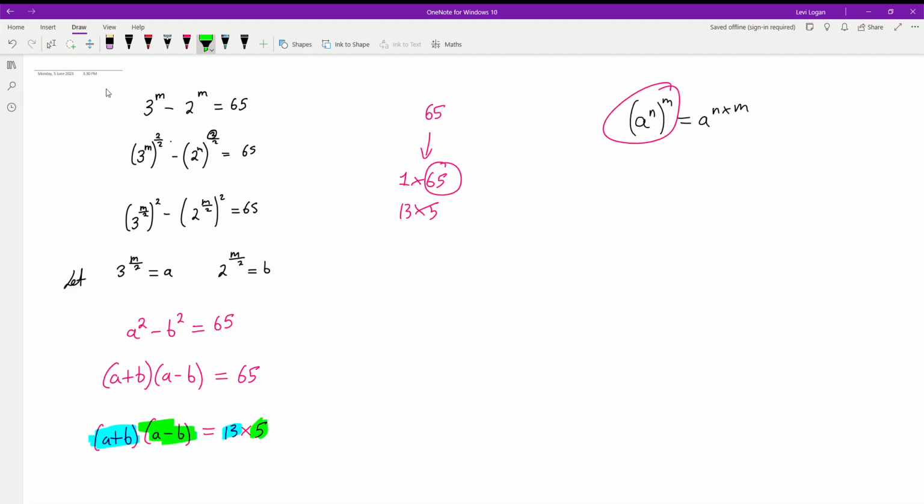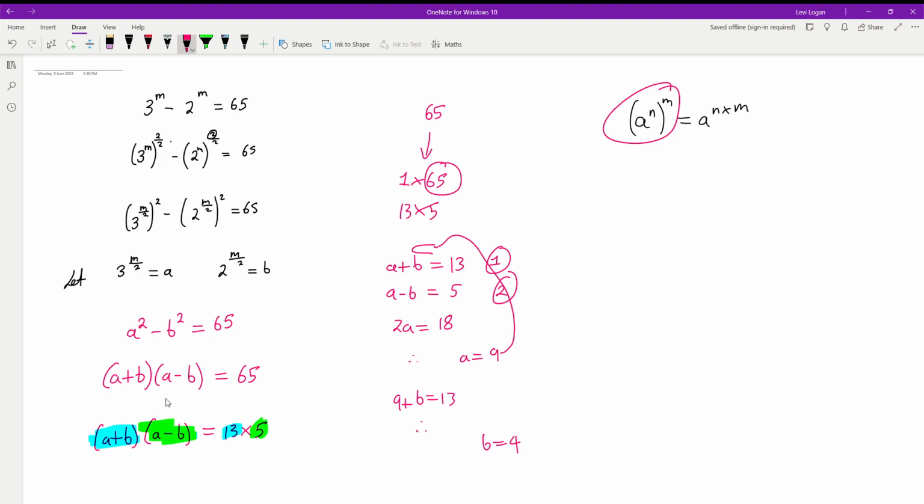So what we get is two linear equations. We get a plus b is equal to 13, and a minus b is equal to 5. And you can see we have two simultaneous equations here. All we're going to do is add equation 1 and equation 2 together. So what we get is 2a is equal to 18. Therefore, a must be equal to 9. And if we substitute this back into here, we get 9 plus b is equal to 13. So therefore, b must be equal to 4.